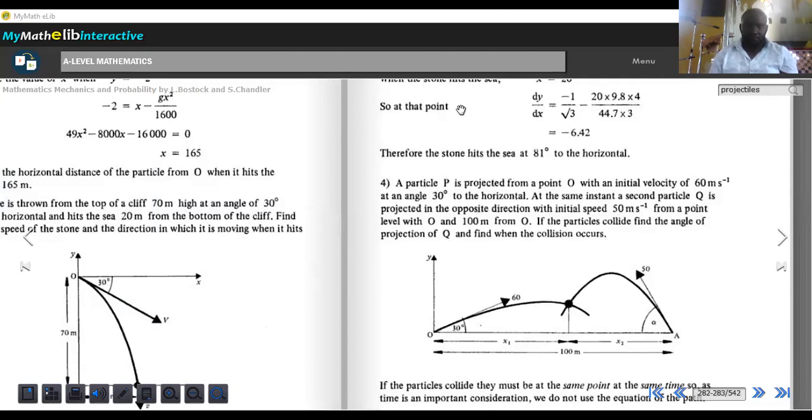A particle P is projected from point O with an initial velocity of 60 meters per second at an angle of 30 degrees to the horizontal. At the same instant, a second particle Q is projected in the opposite direction with an initial speed of 50 meters per second from a point level with O and 100 meters from O. If the particles collide, find the angle of projection of Q and find when the collision occurs. So they're asking us for the time when the collision occurs. They're asking us for the angle of projection of Q.